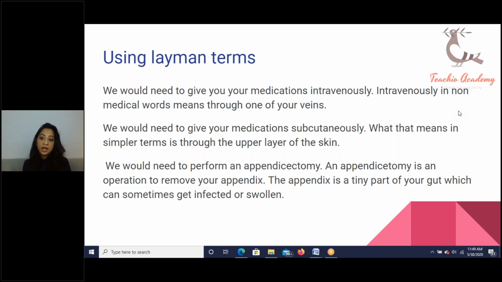Okay, now let's try and make a task. What I want you to do is tell me, if I'm the patient, that I've had a heart attack, and you have to tell me what a heart attack is in layman terms. So let's see how people bring up their answers. You're going to tell me that I've had a myocardial infarction. How would you explain it in non-medical terms?